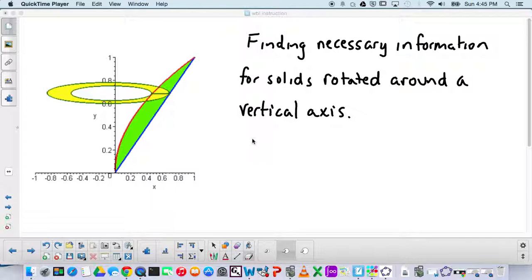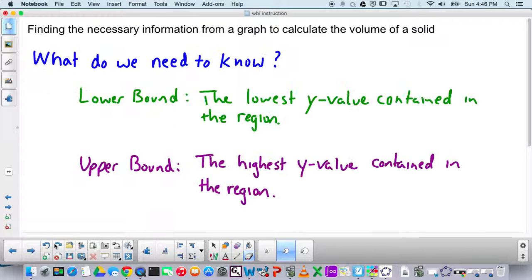Okay, so now we're going to learn how to find the necessary information for solids of revolution created by rotating around a vertical axis. Like the one in the example here, if we were to rotate this region around the y-axis, we would have washers that were horizontally oriented, like so, instead of ones that were vertically oriented when we were rotating around the x-axis. So that's going to change things a little bit. But we're going to have to find the same necessary information, just things will be slightly different. So let's go ahead and see what we need to know.